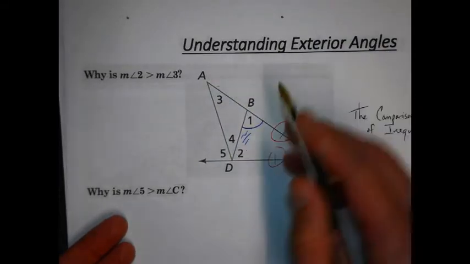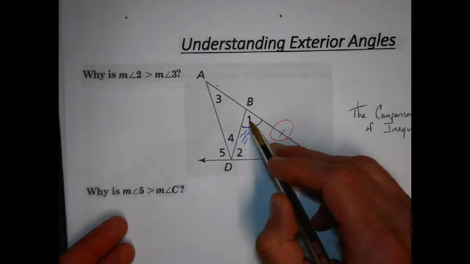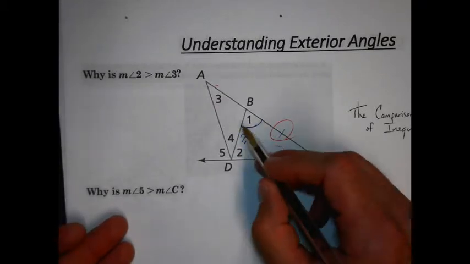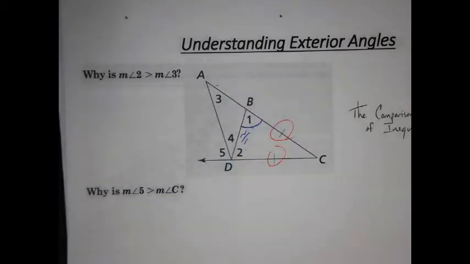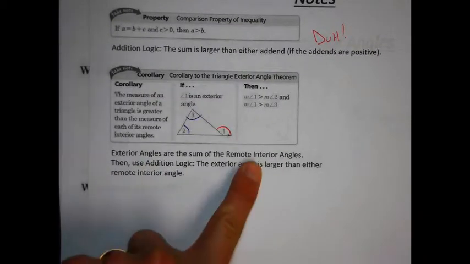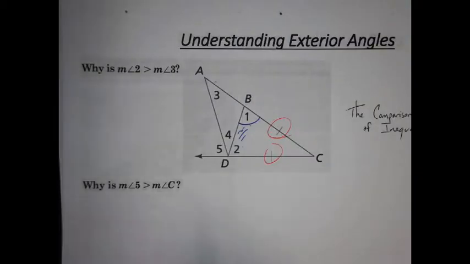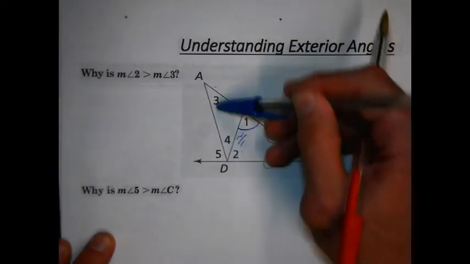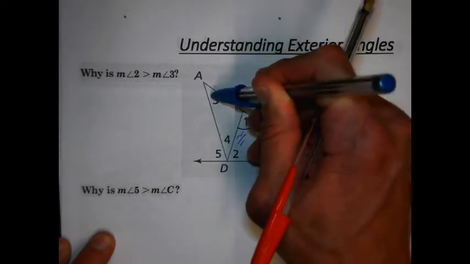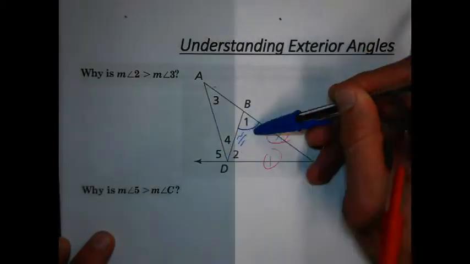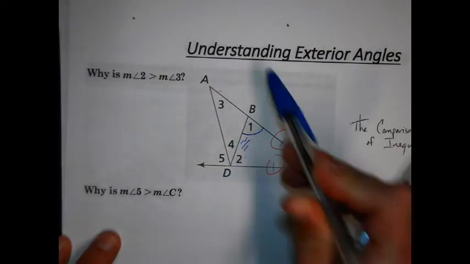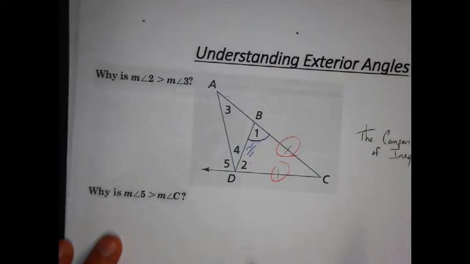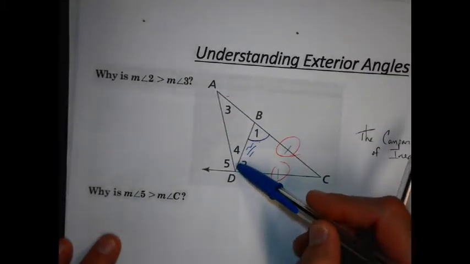Angle 1 is an exterior angle. The remote interior angles are 3 and 4. So if you recall from the note, exterior angles are the sum of the remote interior angles. So that means angle 1 is the measure of these 2 added together. That means angle 1 is bigger than either one. And if angle 1 is congruent to angle 2, well, angle 2 must be bigger than either angle 3 or angle 4. So clearly, angle 2 has to be bigger than angle 3.